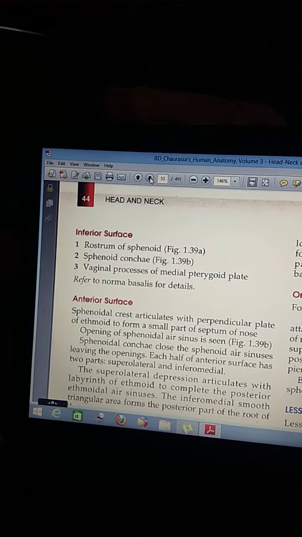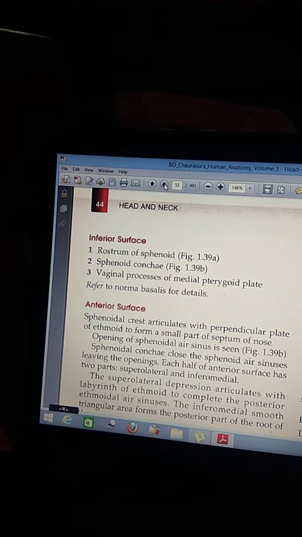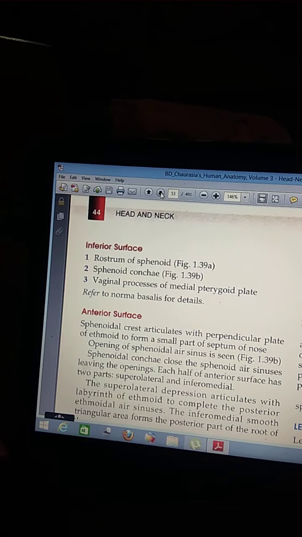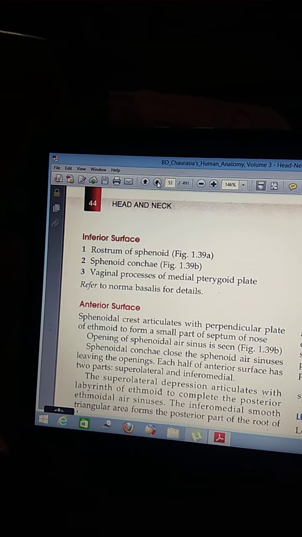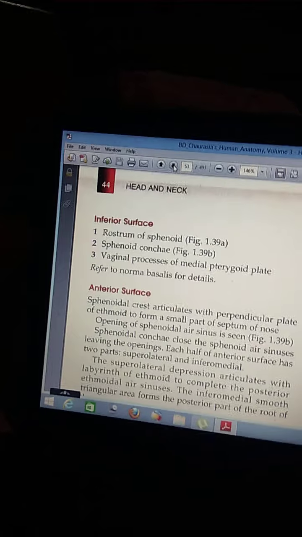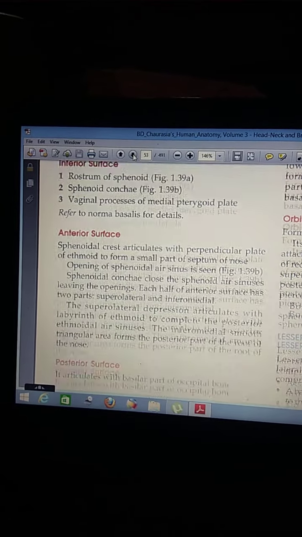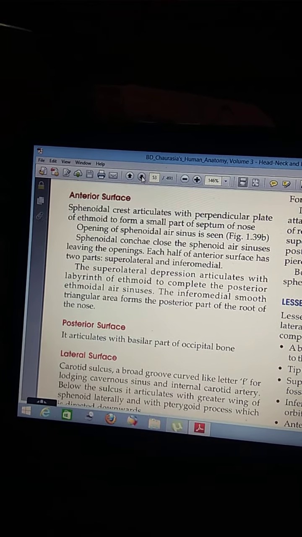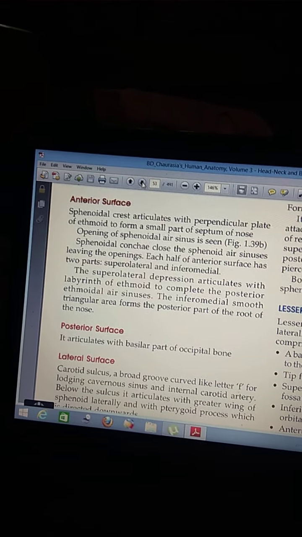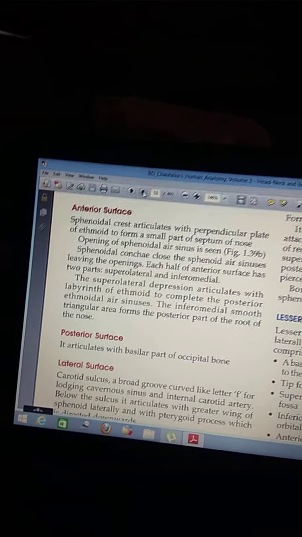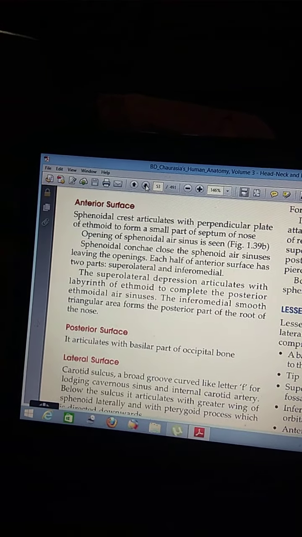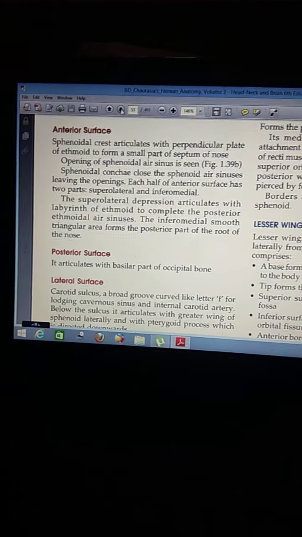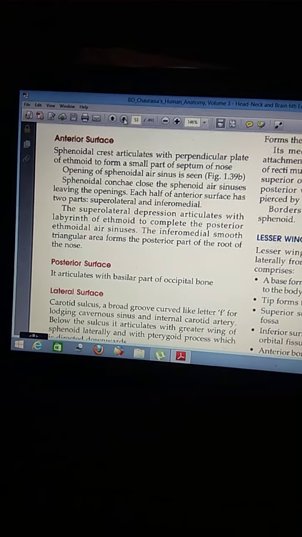Now the inferior surface: rostrum of the sphenoid, vaginal process of the medial pterygoid plate, referred to the norma basalis for detail. Anterior surface: the sphenoidal crest articulates with the perpendicular plate of the ethmoid bone to form a small part of the septum of the nose. An opening of the sphenoidal air sinus is seen. Now the posterior surface. It articulates with the basilar part of the occipital bone.